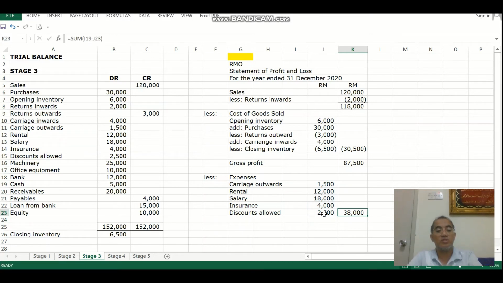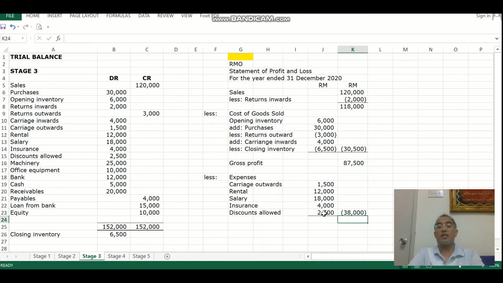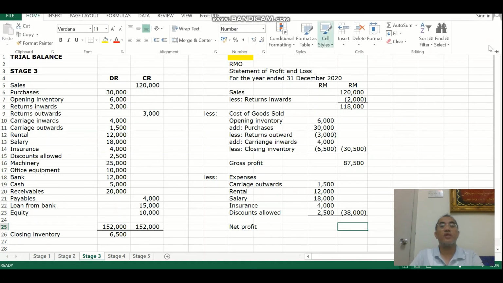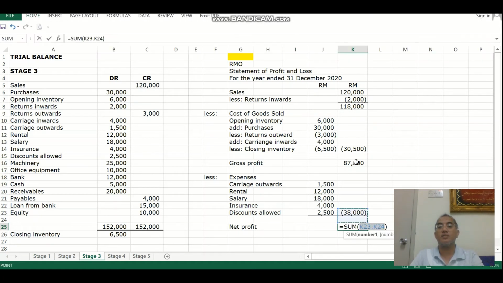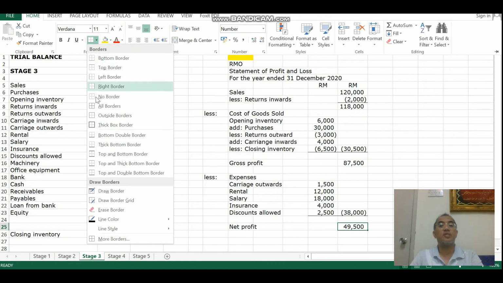Okay, so my total expenses is 83,000. 83,000, 38,000. So my net profit is from my gross profit minus my expenses here. So this is my net profit. Okay, so our net profit is 49,000.